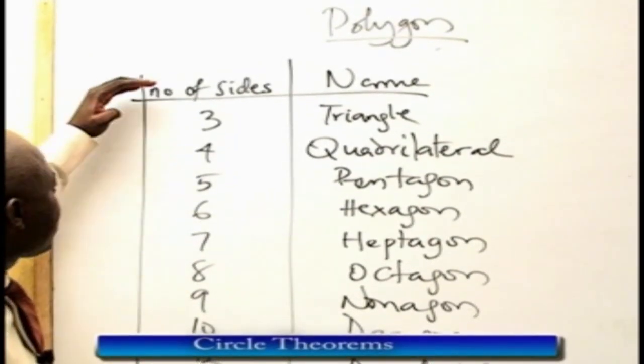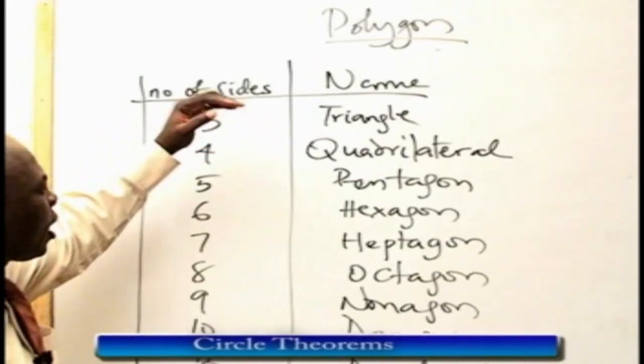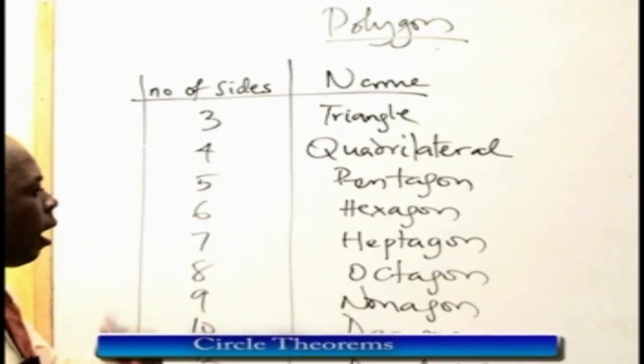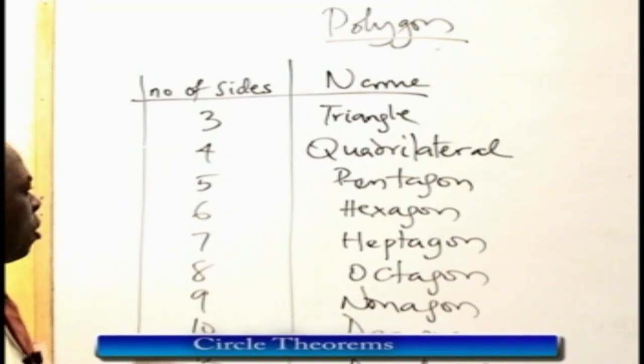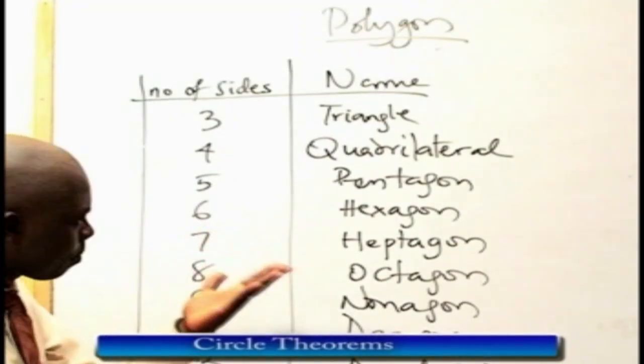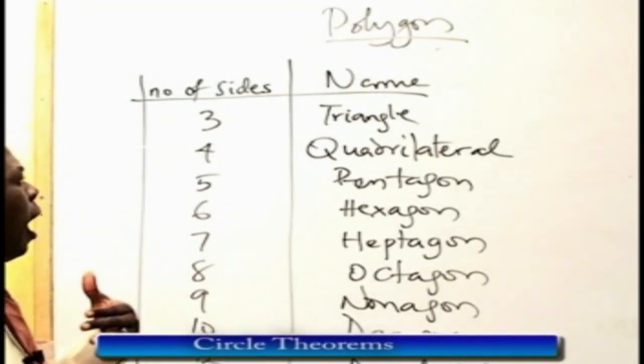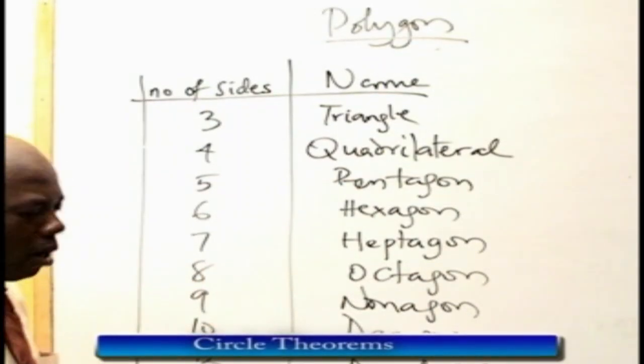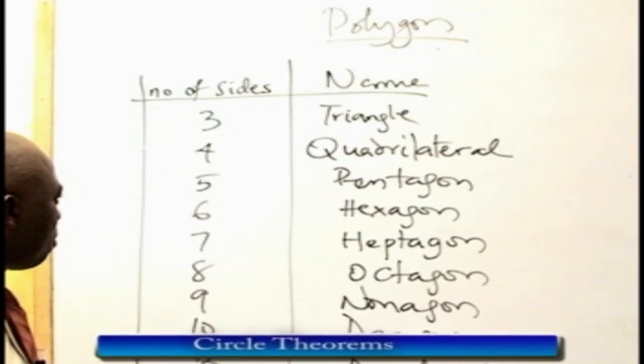Number 4, any shape with 4 sides is called a quadrilateral. Again, we have treated extensively the basic quadrilaterals. We have the square, the rectangle, the parallelogram, the trapezium, and the rhombus. We just treated that shortly back.